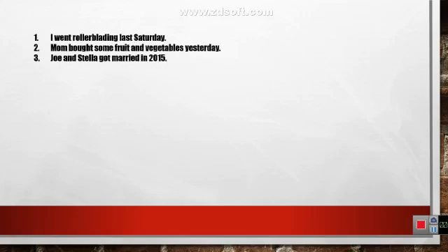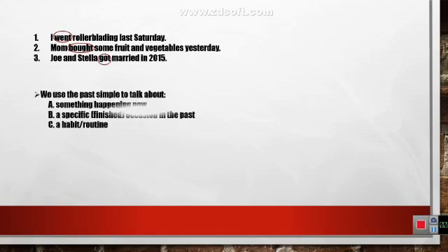You can see the 3 sentences again. In number 1, the verb in the past simple is went. In 2, bought, and in 3, got. We use the past simple to talk about B. A specific finished occasion in the past.